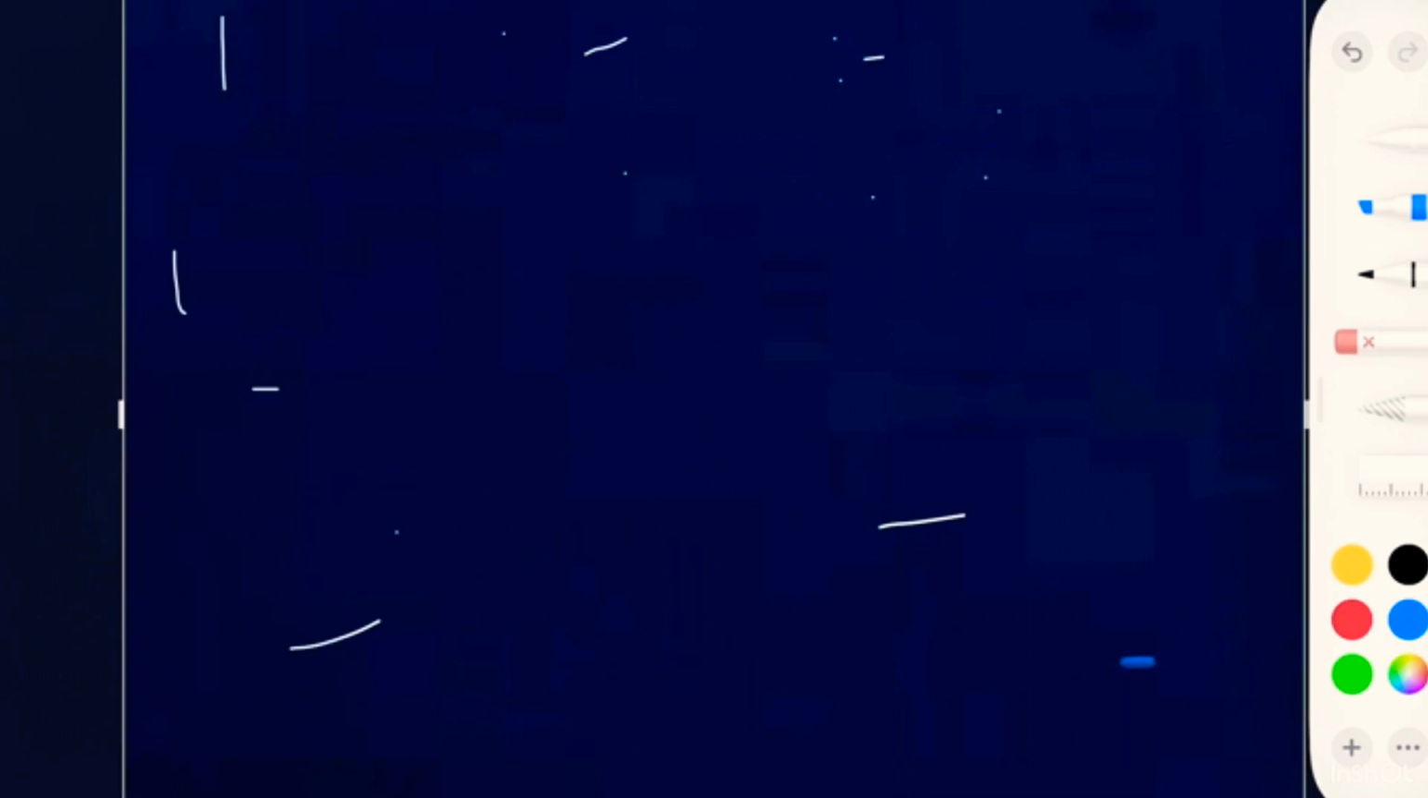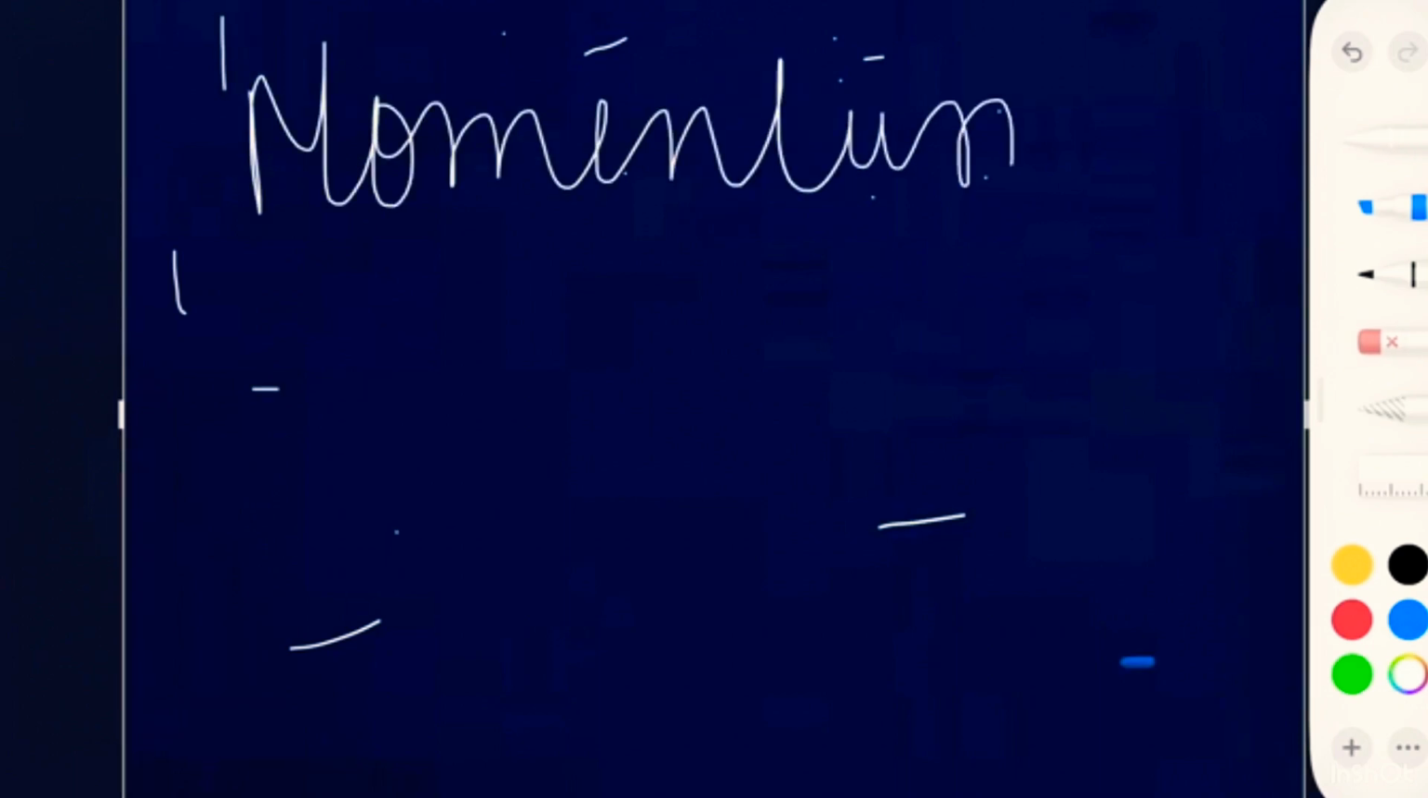So let's see the next one, that is momentum, also called linear momentum. Momentum, or the linear momentum, is the amount of motion contained in the body. Linear momentum is the product of the mass of a body and its velocity.